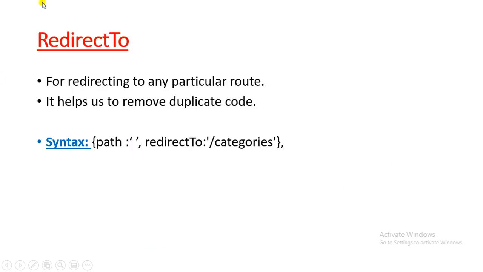So let's see what is redirect to. This property is used for redirecting to any particular route that we have specified. It helps us to remove some duplicate code. If you see here, this is the syntax for redirect to. Here we will specify redirect to as categories if the path is empty.